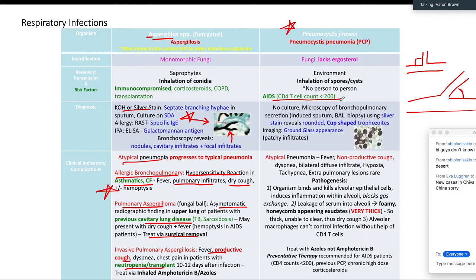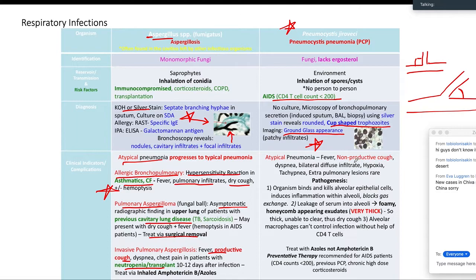When we talk about AIDS-defining infections, we break it down by CD4 T-cell count. So we have the breakdown of under 200, under 100, and under 50. Those are sort of the cutoff points, and we talk about different infectious agents at each of those points. Okay, and so as you go further down, it's more and more severe. Okay, you know, there's a lot of buzzwords associated with pneumocystis, cup-shaped trophozoites, seeing a ground glass appearance on chest x-ray is very, very high yield or buzzword, whatever you want to call it, for this particular pneumonia.